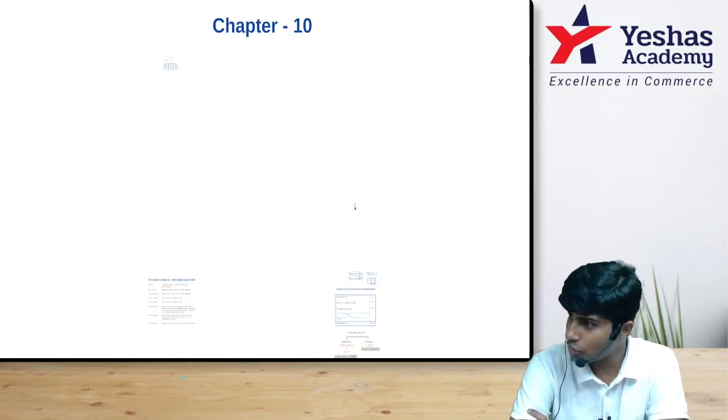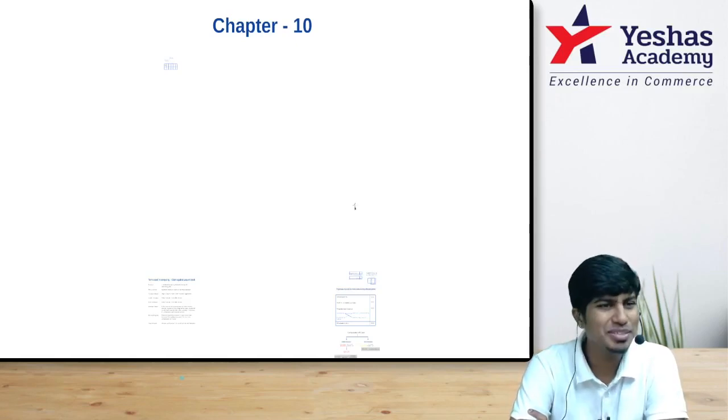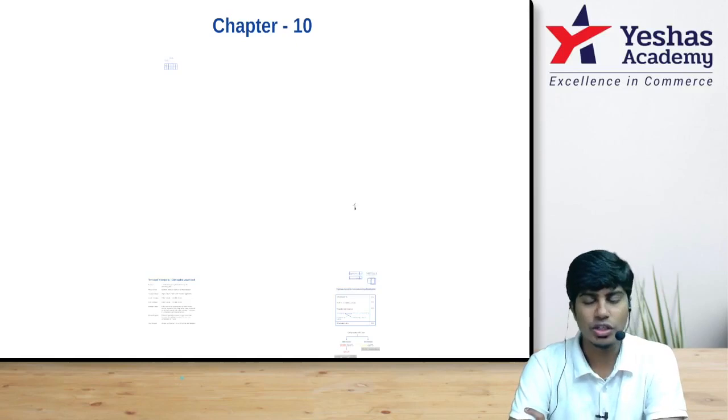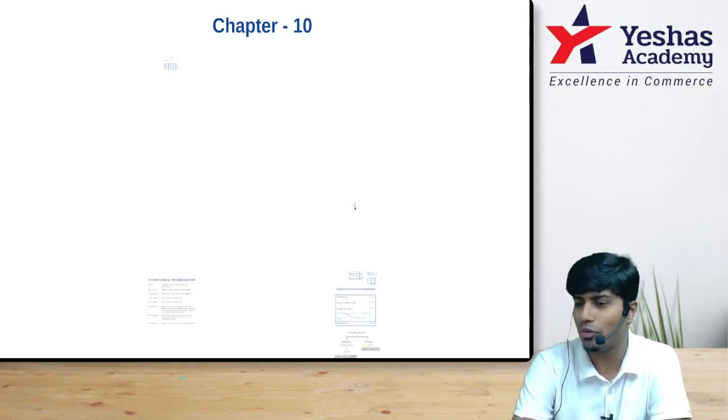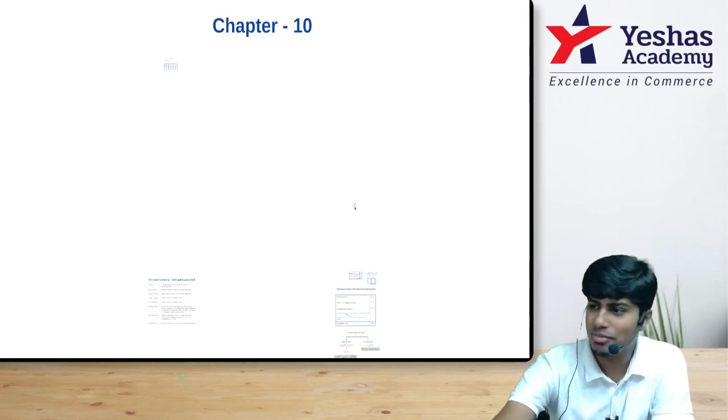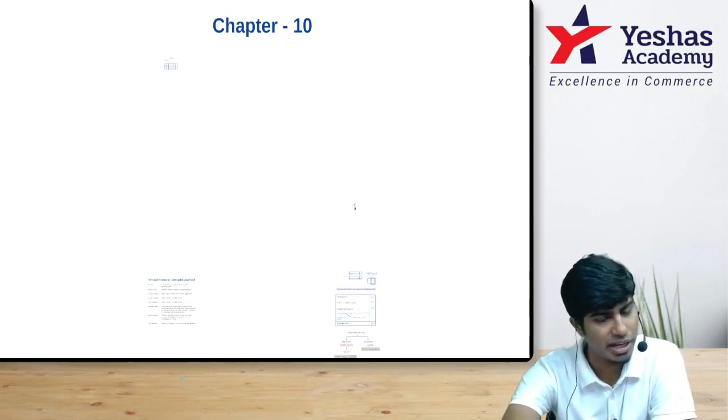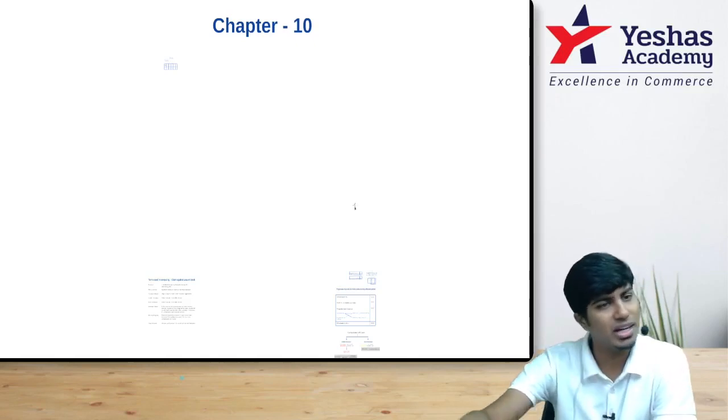So can we get started with a new topic? Very good. The name of the topic is insurance claim. Only two chapters are left in your Group 1 accounting. One is insurance claim. Next one is branch accounting. We'll finish insurance claim in this visit by Monday, and we'll be doing branch accounting in the next visit.